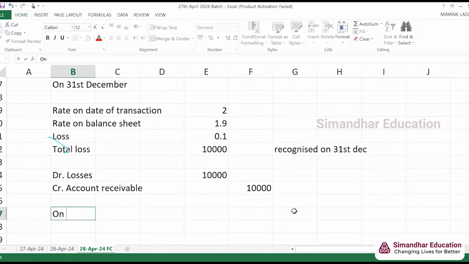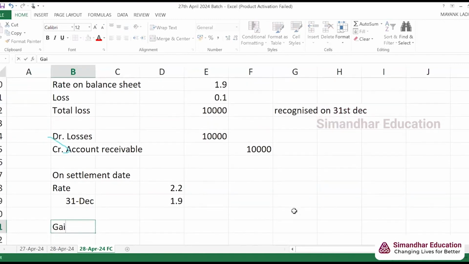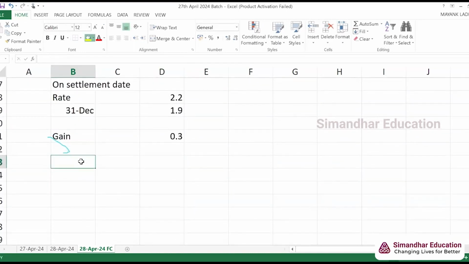10,000. On settlement date, rate is 2.2. On 31st December, the rate is 1.9. So now we thought we will receive 1.9, but we actually ended up receiving 2.2. So there is a gain of 2.2 minus 1.9, 0.3. So that you will recognize on the settlement date. On the settlement date, what will happen is customer pays euro 100,000.